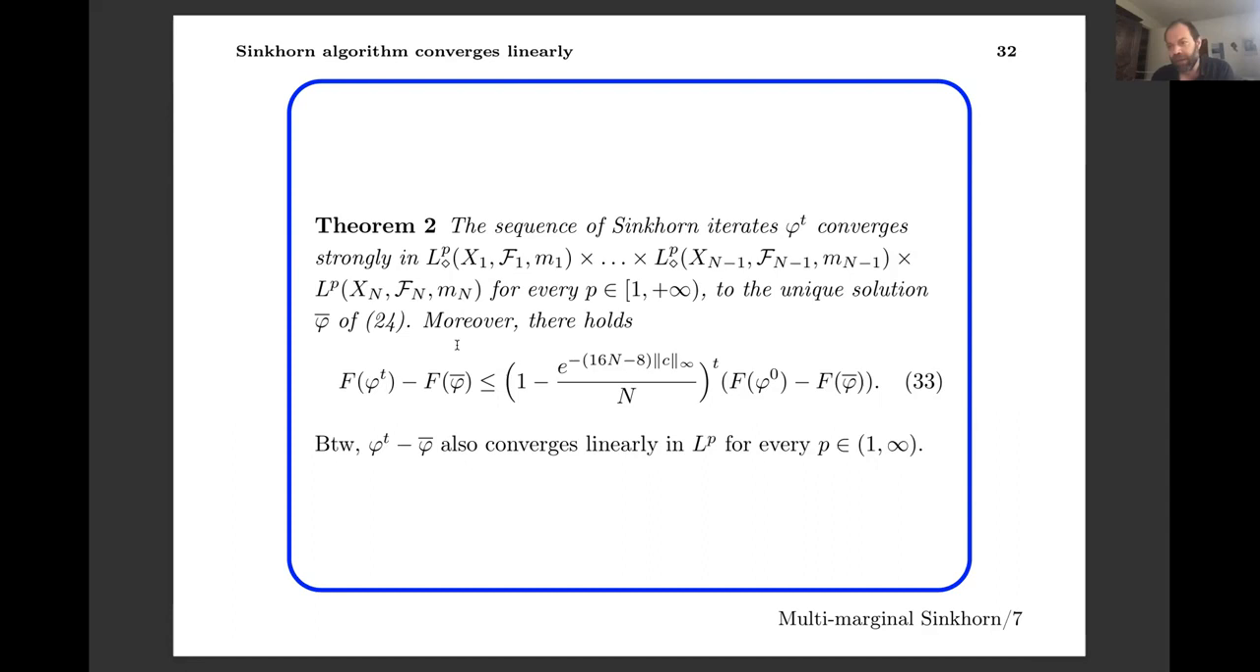You can also do it in infinity, but it requires other assumptions on the cost. Okay, so how does it work? Just two words on the proof. The proof works like this. It's very standard, in fact, in optimization, at least in finite dimension, in convex programming.